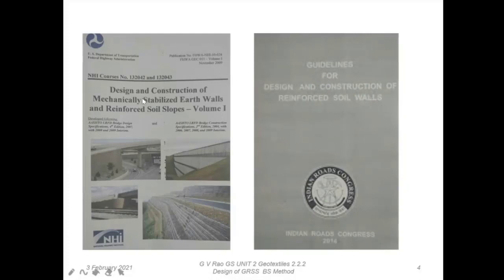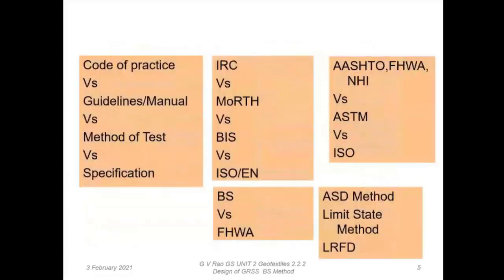Another phrase we find here is design and construction of mechanically stabilized earth walls. In the US, whatever we call reinforced soil walls are called MSE walls, mechanically stabilized earth walls. That's the terminology we understand, but in India we use reinforced soil walls, reinforced soil structures or reinforced soil slopes. Before we go ahead, we should understand a certain terminology now.